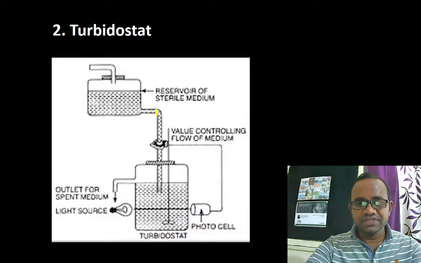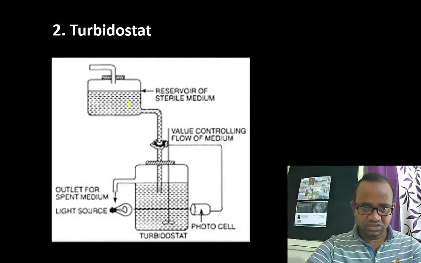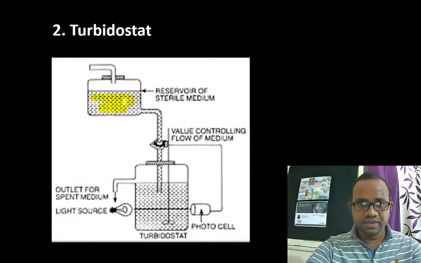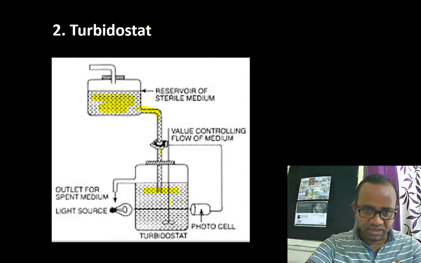Turbidostat is similar to the chemostat, except here we measure the turbidity of a solution. It has a chamber where the nutrient medium is added through an inlet, and the medium flows into this chamber. That is called the turbidostat. Here the bacteria are growing.